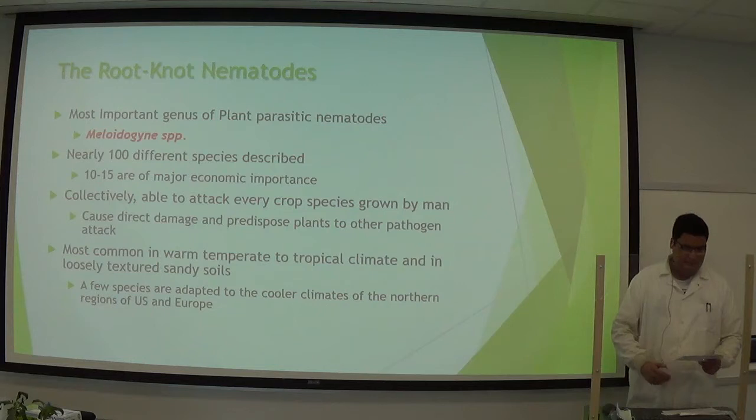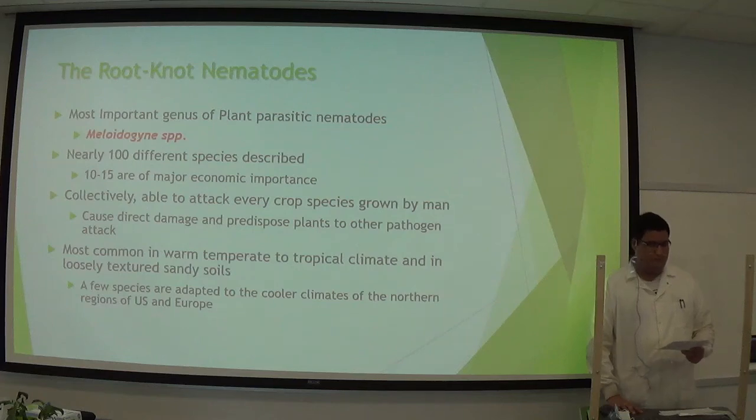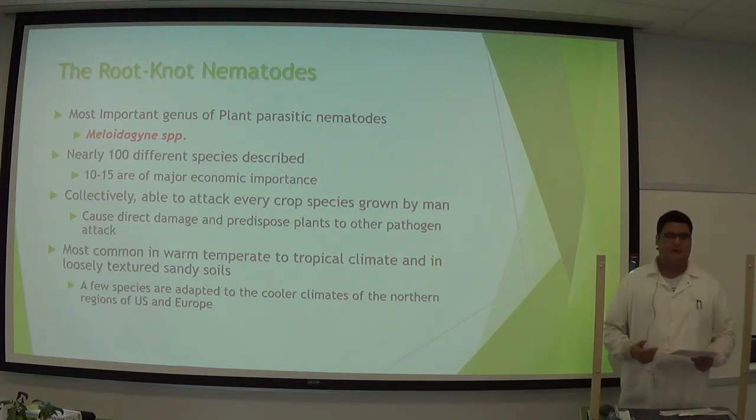Alright, so let's get into nematodes then. There's different types of nematodes. The ones we're going to be dealing with, though, are called root knot nematodes. As their name implies, they cause knots to form in roots, because that's where they specifically attack, where they start to eat the roots. We're going to be working with Meloidogyne species.